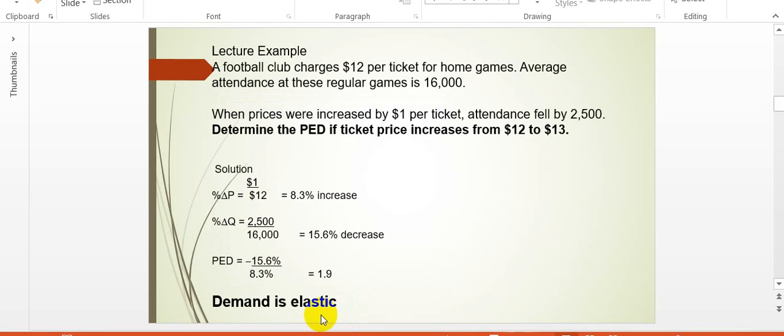Let's now look at an example. A football club charges $12 a ticket for home games. Average attendance at these regular games is 16,000, and prices were increased by $1 per ticket. Attendance fell by 2,500. Determine the PED if the ticket price increased from $12 to $13. So there's an increase of $1 there.